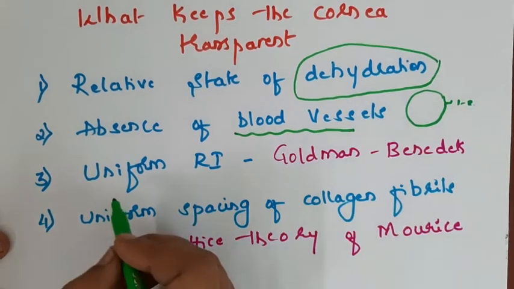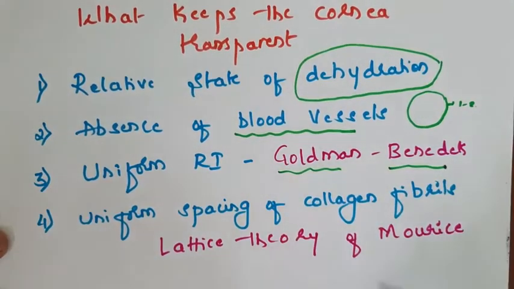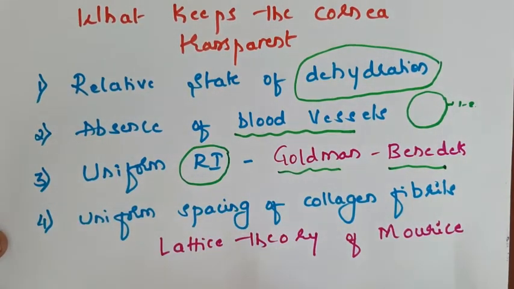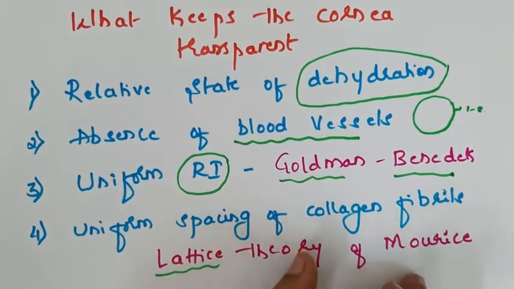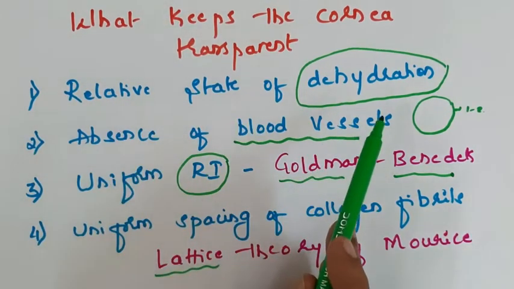The third, which is explained by the Goldman-Benedict theory, says that there is a uniform refractive index among all the layers of the cornea, which is responsible for its transparency. And the last, which is explained by the lattice theory of Maurice, tells that there is uniform spacing of the collagen fibrils. That is one of the contributing factors for transparency of the cornea. So when a question is asked about corneal transparency, you will have to write all these and explain the relative state of dehydration in detail.